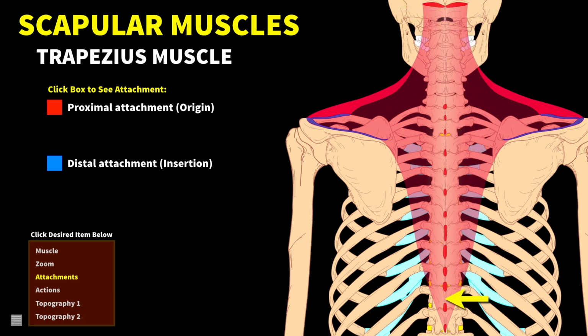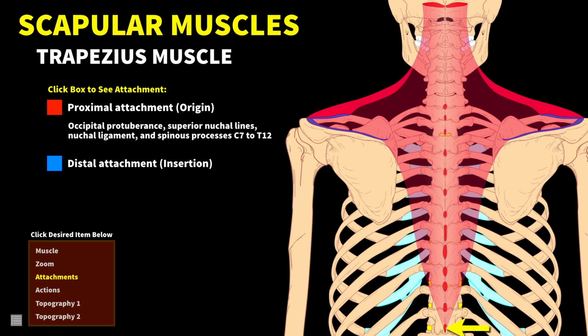The term nuchal ligament that you see as part of the muscle origin is a strong ligamentous structure that spans from the external occipital protuberance to the spinous process of the sixth cervical vertebra. The trapezius, along with other muscles, attach to this strong ligamentous band in the neck.